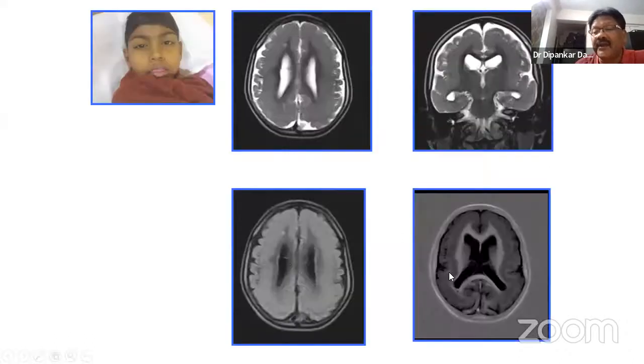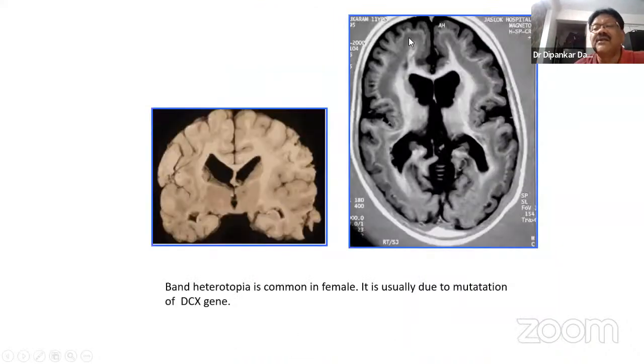And this is band heterotopia. Anybody can appreciate this. This is the gray matter, this is white matter, and this is the cortex, and this is the subcortical unmyelinated white matter. So 1, 2, 3, 4, 4 layers. And this is the abnormal gray matter band, which you can appreciate here on T1 weighted images better. Here you can see it much better. This is the band of abnormal gray matter, this one.